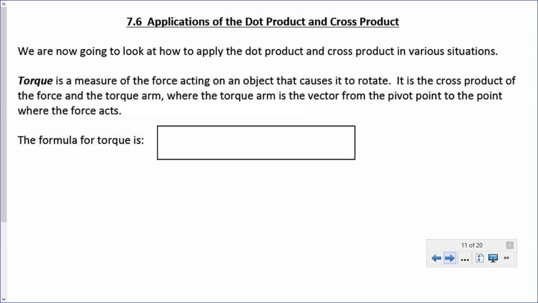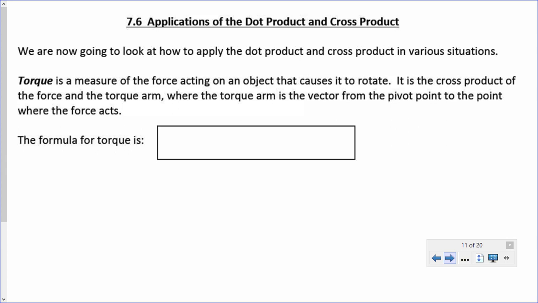So we're going to now apply the dot product to real life situations. Now you might be saying, hey, we already did applications of the dot product in 2 dimensions, but sometimes we have to use it in 3 dimensions. So the first scenario we're going to look at is something called torque.